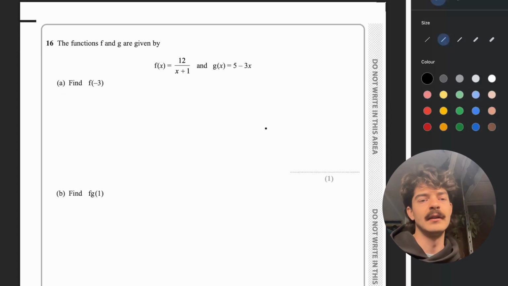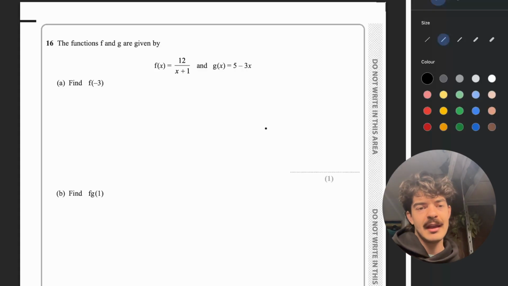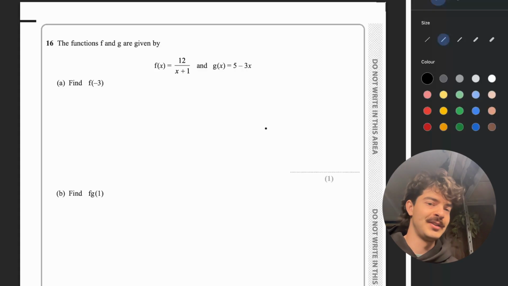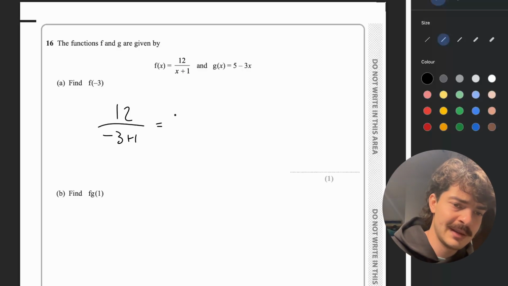Question 16. Functions f and g are given by those two equations. Find f if you replace x with minus 3. Okay, wonderful. 12 over minus 3 plus 1, which is 12 over minus 2, equals minus 6.